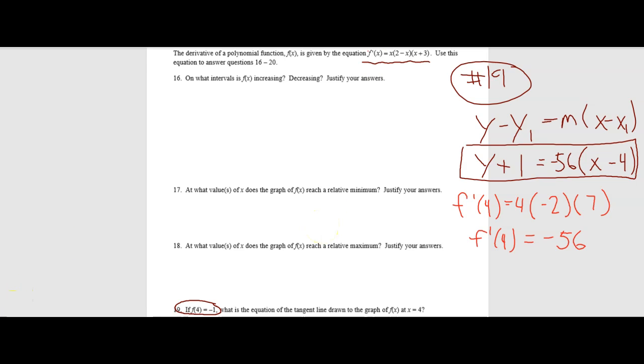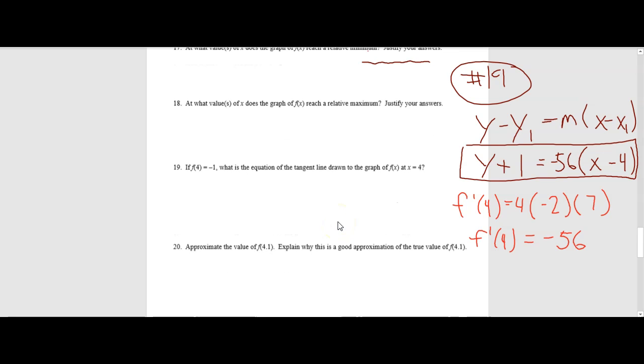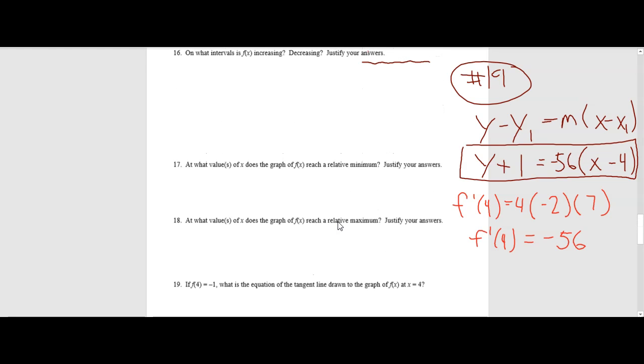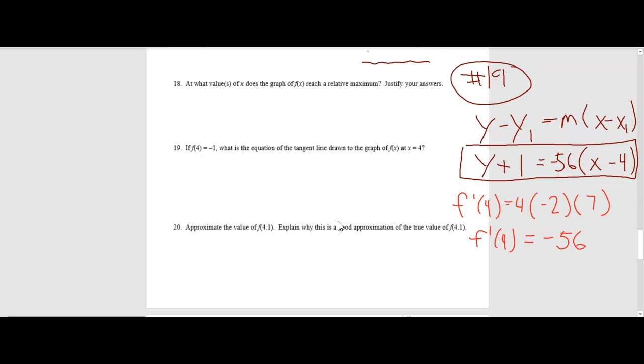Question 20 asks us to use our tangent line. So I'm going to leave the equation of my tangent line up, and I'm just going to scroll down so we can read the question real quick. So it says approximate the value of f of 4.1. We're going to use our tangent line to do that, and explain why this is a good approximation of the true value of f of 4.1.